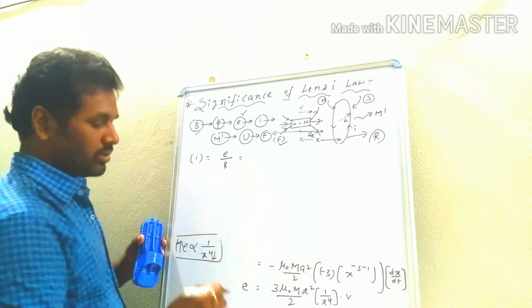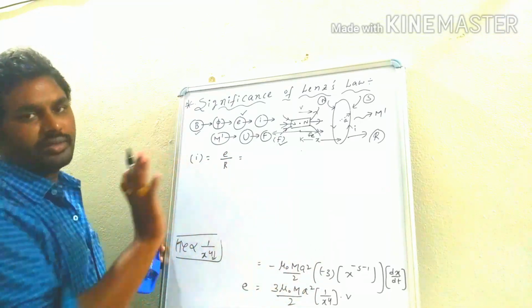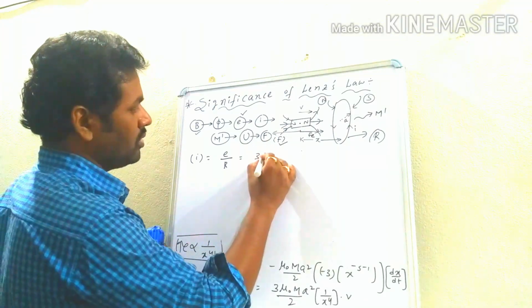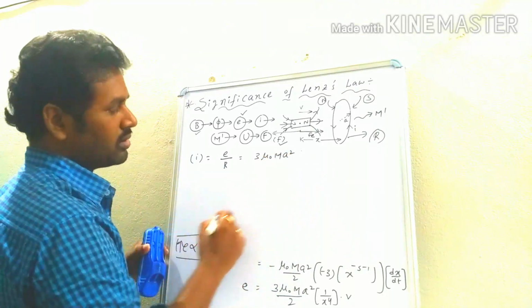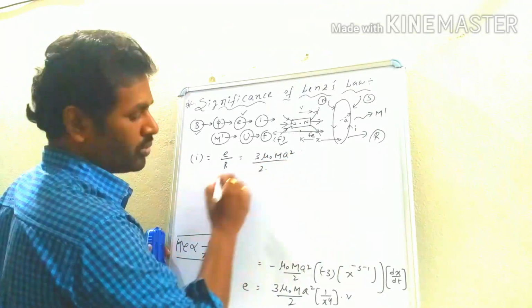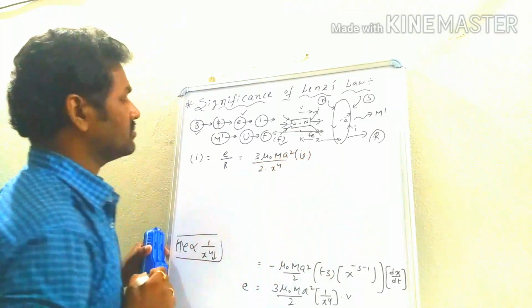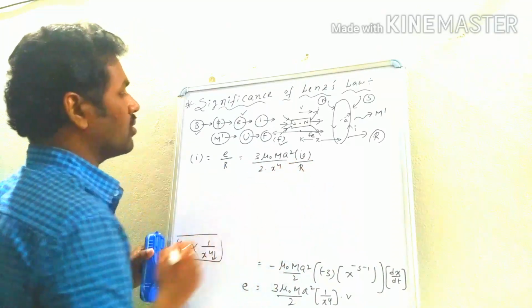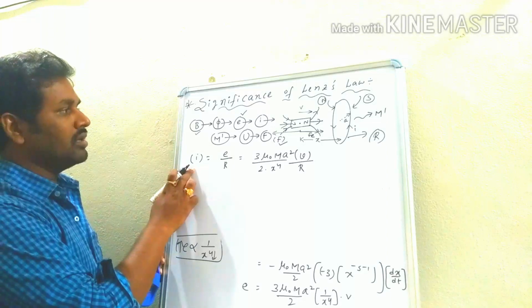So take this entire expression divided by the resistance, and you will get the induced current, nothing else. So 3 into mu naught M into A square divided by 2 into x power 4 into V, and divided by the resistance of the coil. There you will get the induced current.